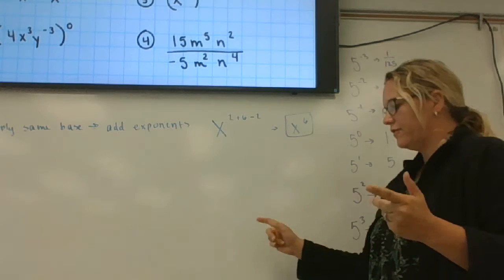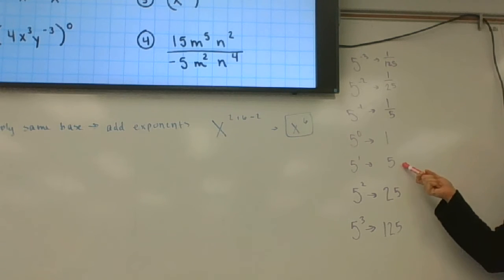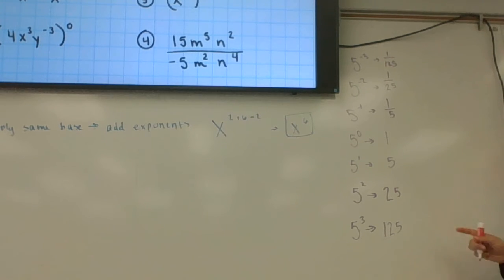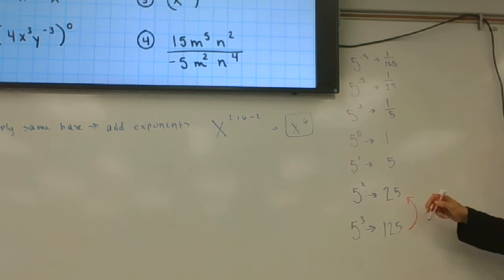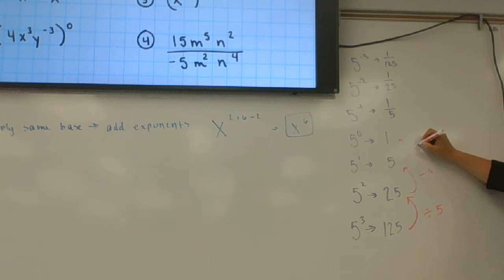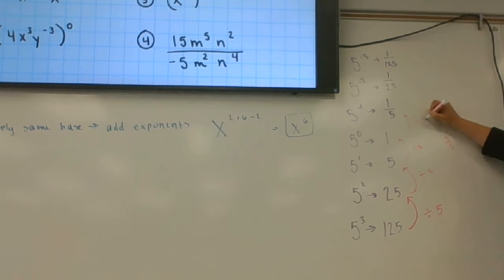Can anybody identify how, for instance, 25 becomes 5? They square it. How does 125 become 25? It divides by 5. So 125 divided by 5 is 25. 25 divided by 5 is 5. 5 divided by 5 is 1. That's why anything to the zero power is one. It's that number divided by itself. One divided by 5 is then 1/5. 1/5 divided by 5 is 1/25.